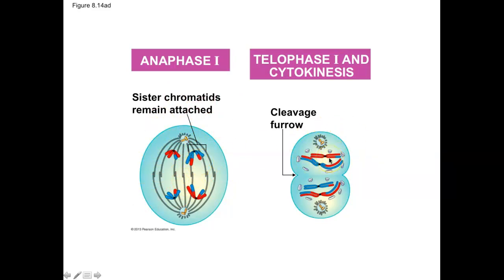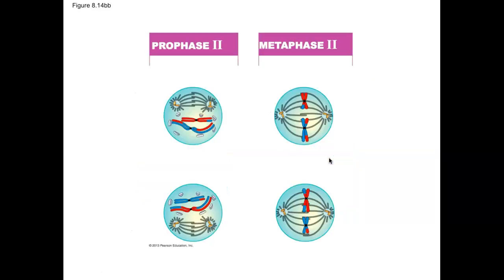Telophase and cytokinesis happen. This is normal, nothing special happens here. And then we're going to move on to prophase 2. So you need to remember that there's no interphase between meiosis 1 and meiosis 2. So once telophase 1 happens, it just jumps into prophase 2. So prophase 2, metaphase 2, anaphase 2, that's exactly like mitosis.